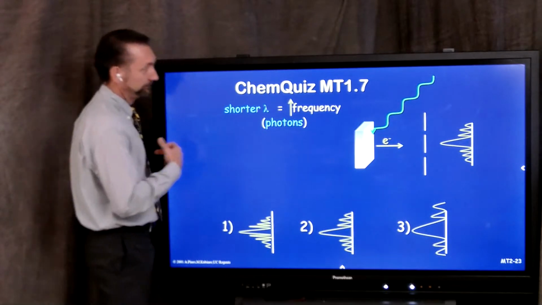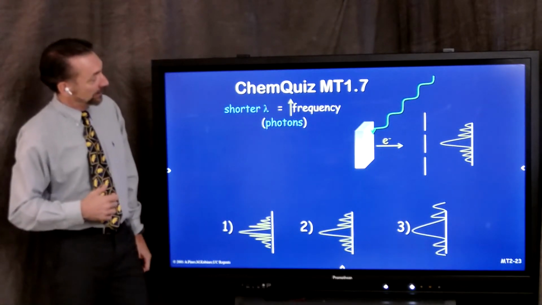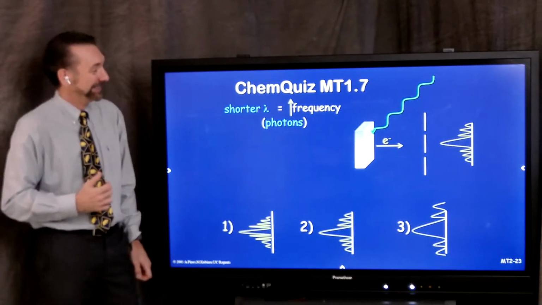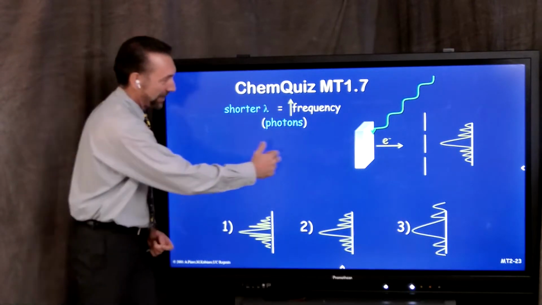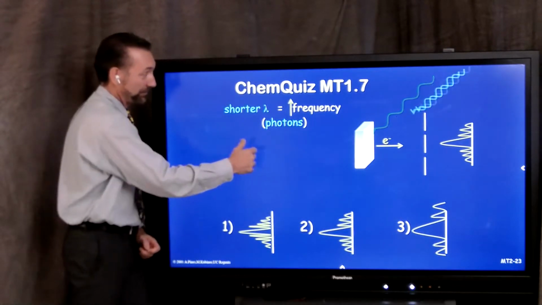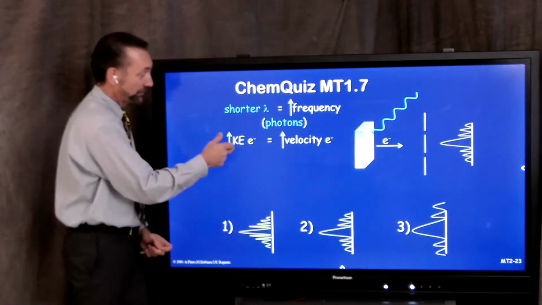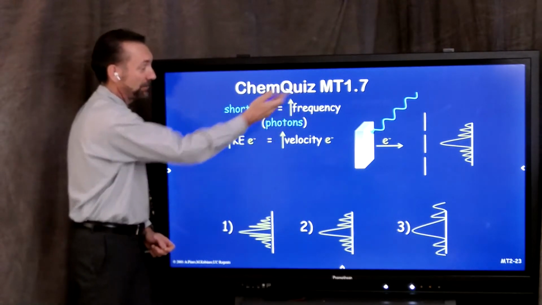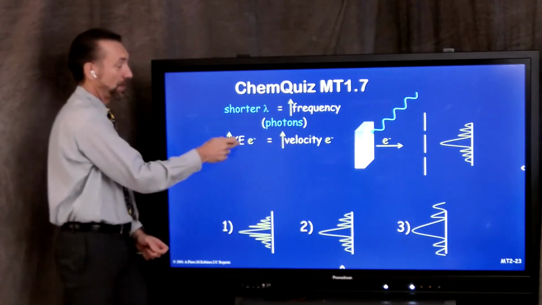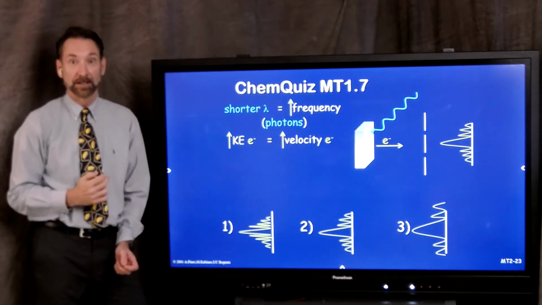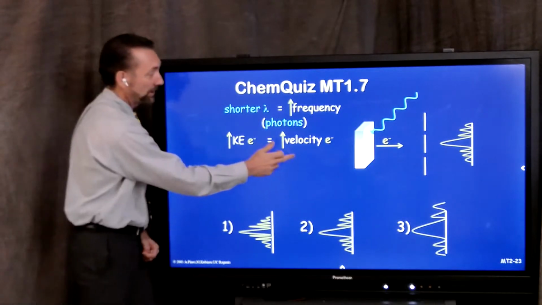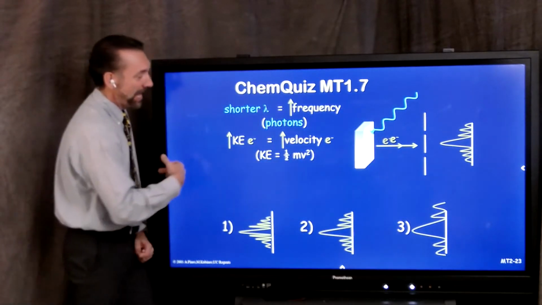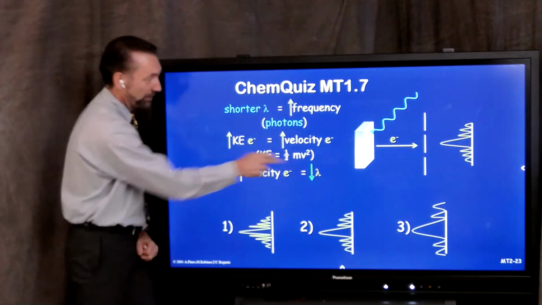But of course, as Olivia mentioned to me in the breakout group, we're talking about photons here. So if the frequency increases, that's higher energy photons. That gives you a greater kinetic energy electron. A greater kinetic energy electron has a shorter wavelength.